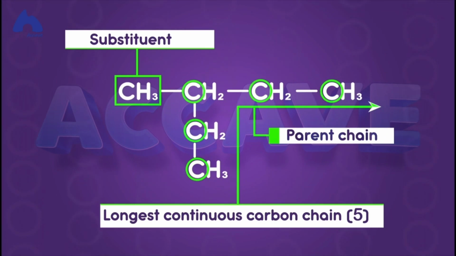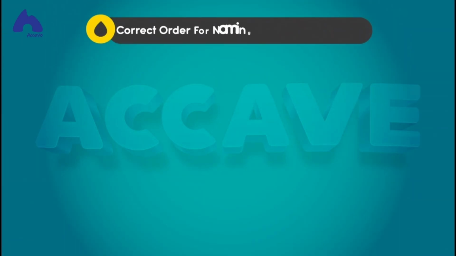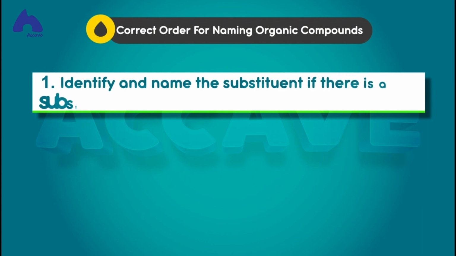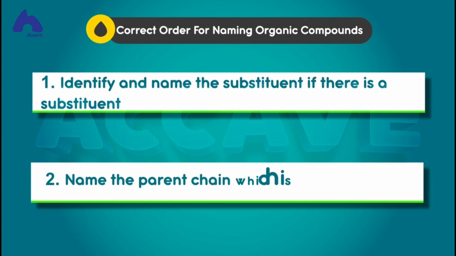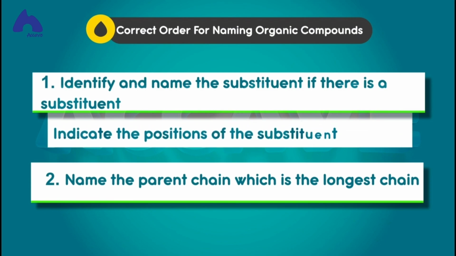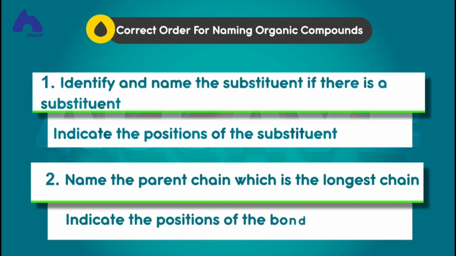Now that we can identify what a substituent is, the correct order for naming a complex organic compound is first to identify and name the substituent if there is a substituent. Then name the parent chain, which is the same as the longest chain. In naming the substituent, indicate the positions of the substituent, and in naming the parent chain, indicate the positions of the bond. Remember this general rule and naming will come easy for you.